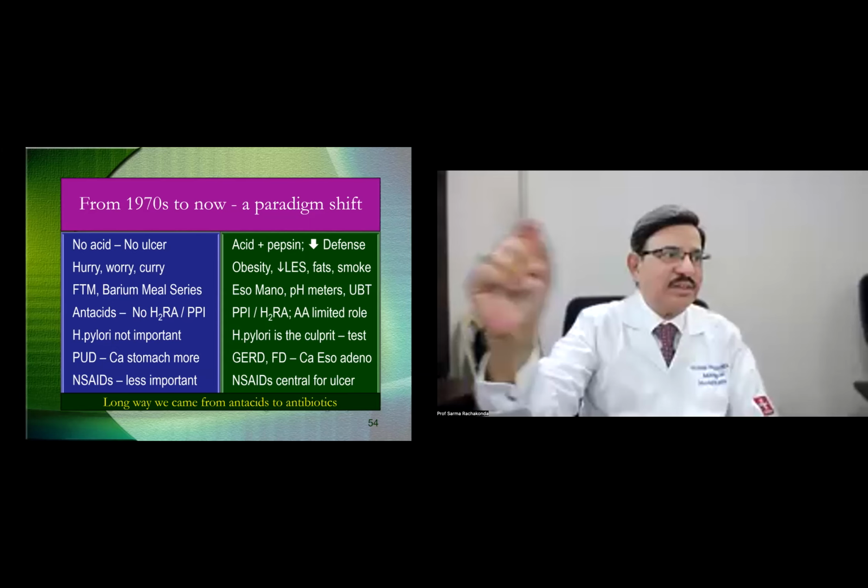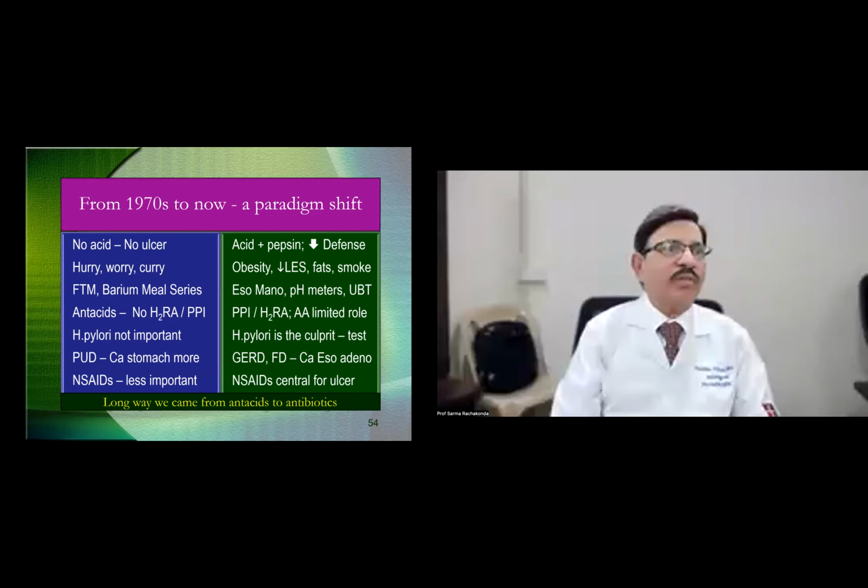That is gone. Very good for all of you. You don't have to do FTMs and bariums. Now what has come? Esophageal manometry. This manometry gives esophageal pressure, and esophageal acidity, it will tell you. And then pH meters have come directly into the stomach. Urea breath test has come, a radioactive capsule you have to give.